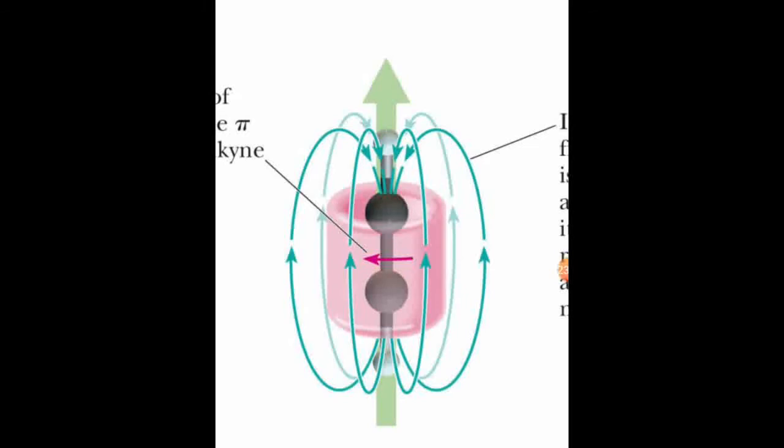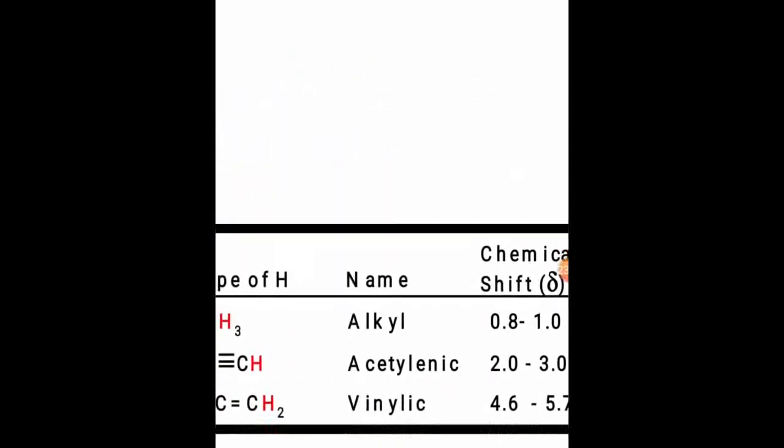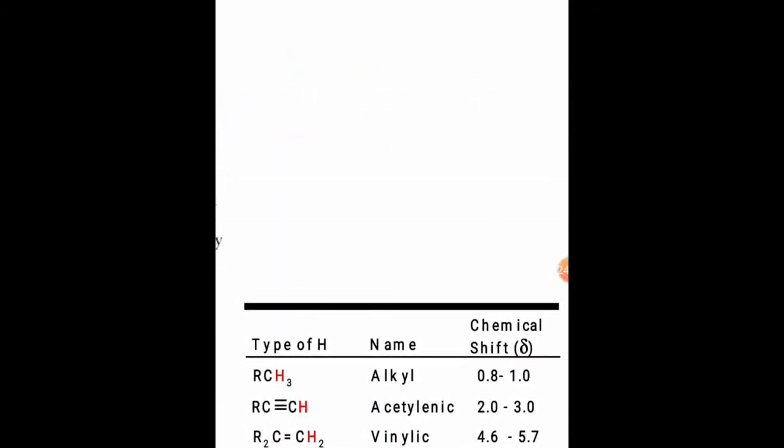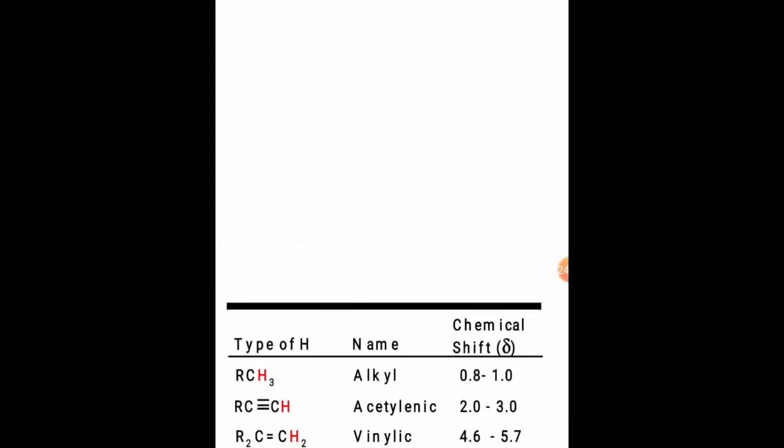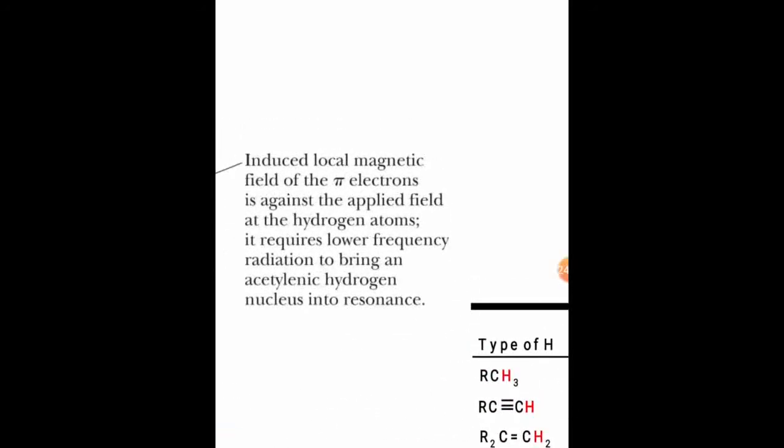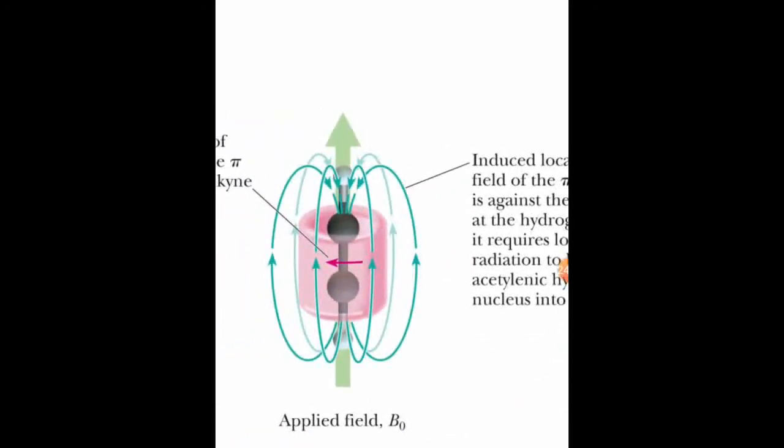So, the chemical shift values for these protons are shown here in this table. The chemical shift value for the alkyl proton is 0.8 to 2.1, while that of acetylenic protons ranges from 2 to 3, and the vinylic proton ranges from 4.6 to 5.7. Though there are 2 pi bonds in acetylene, its chemical shift value is less than the vinylic or ethylenic proton, because the acetylenic proton is present in the shielded zone and the vinylic protons are present in the de-shielded zone.